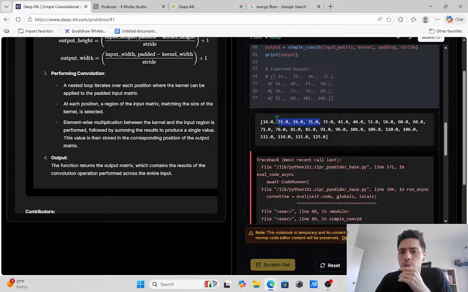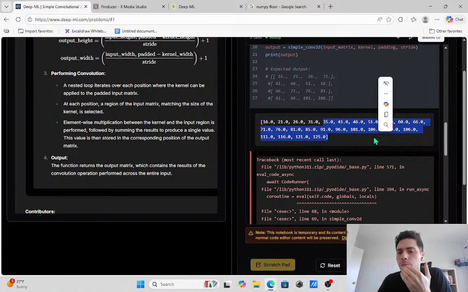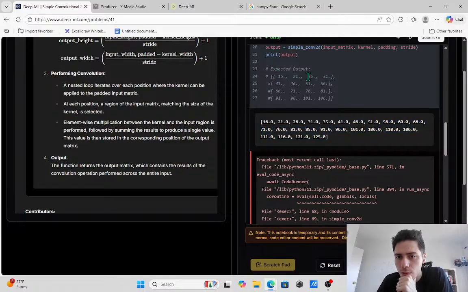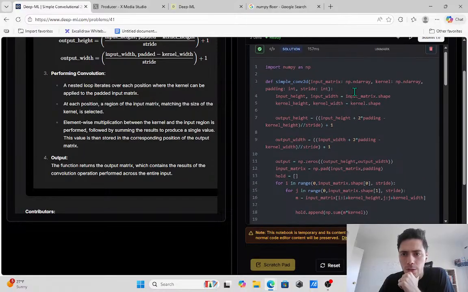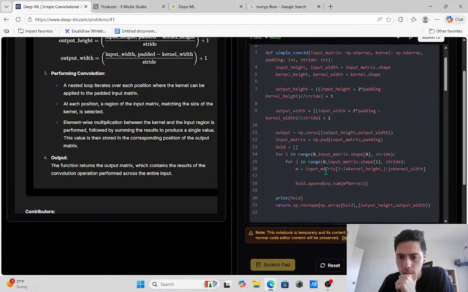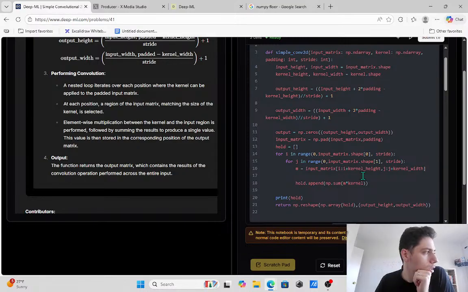So the first row was right. Then this is all wrong. So obviously not updating things correctly. 35, 41. I'm assuming I'm getting these. But we're probably doing this with these two instead of these two. Let's see if that's actually what's happening. So we have this for i and i kernel height.